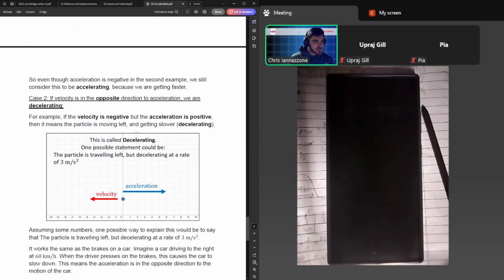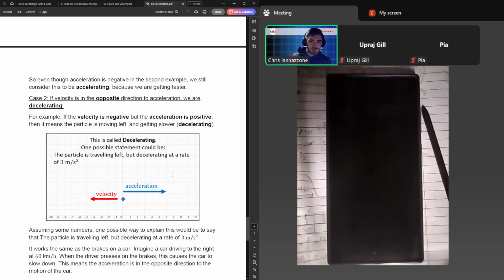The other type of scenario is when your velocity is in the opposite direction to acceleration. This is when you have deceleration. So in this example, velocity is negative, but acceleration is positive. That means that your particle is still moving left, but it's getting slower and slower.